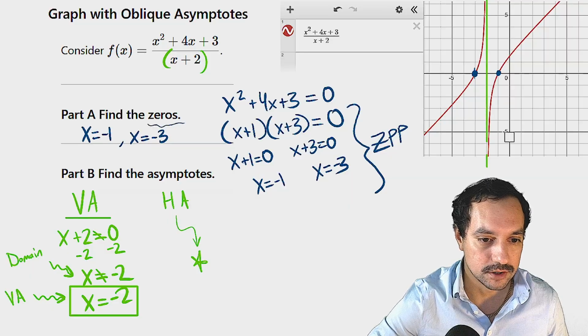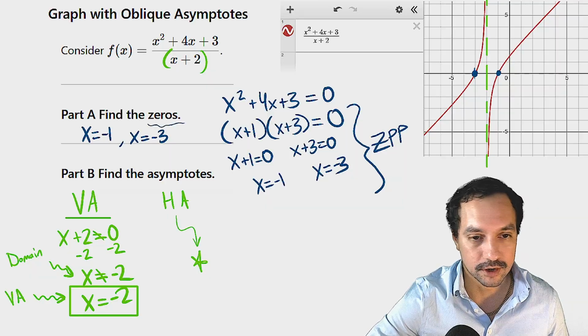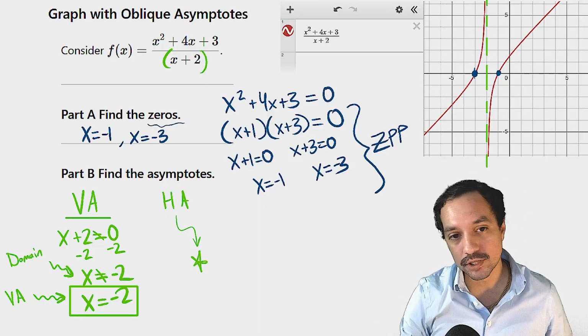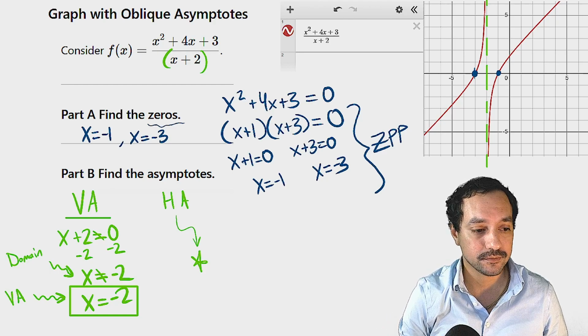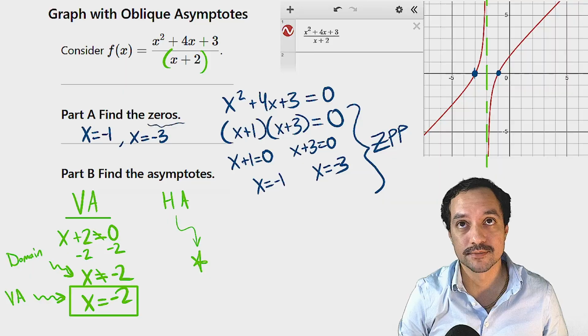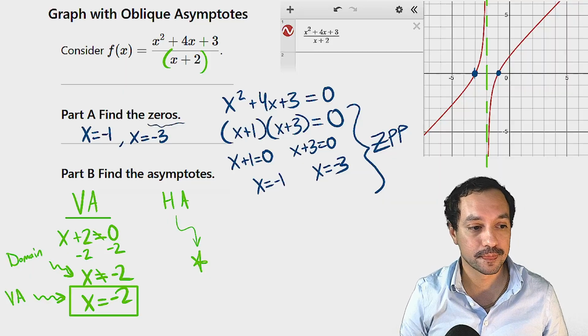And I want you to observe how the red curve, so our rational function, is getting perpetually close to that green line, but never actually touching it. That's what we call our vertical asymptote. It's something that our function is perpetually approaching.